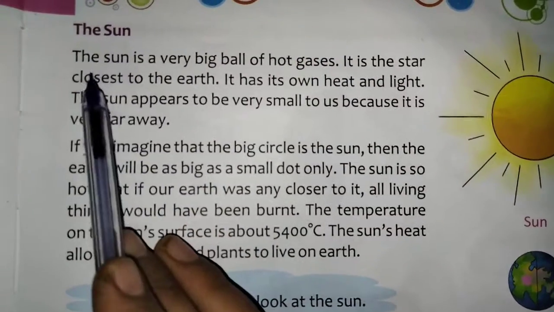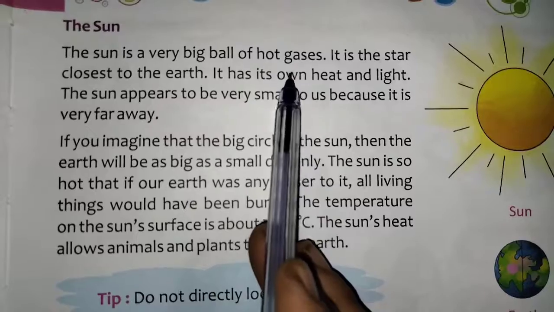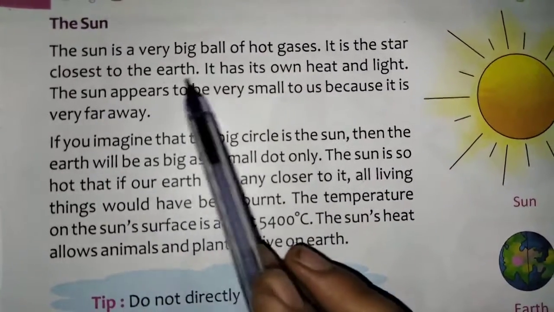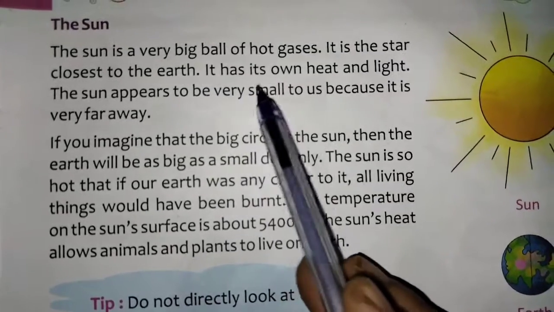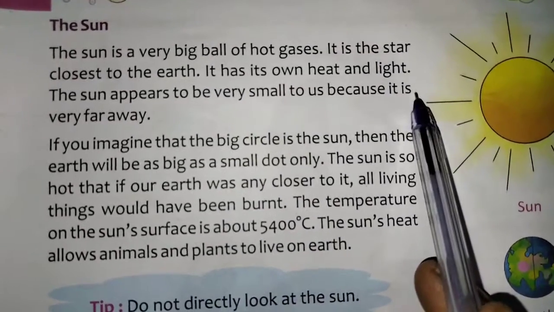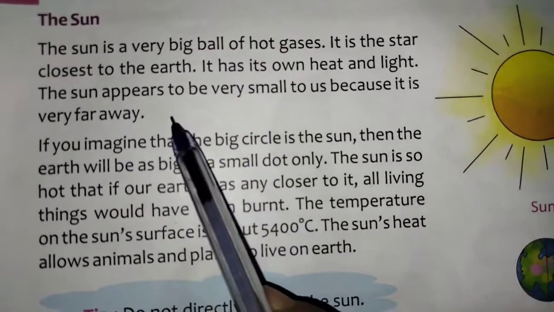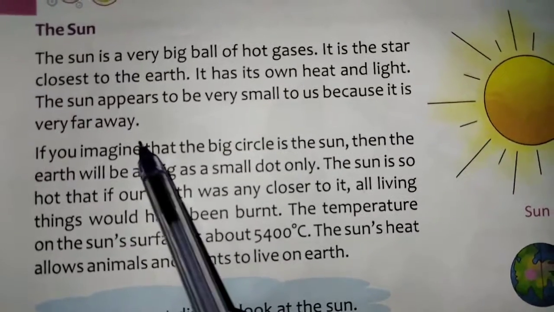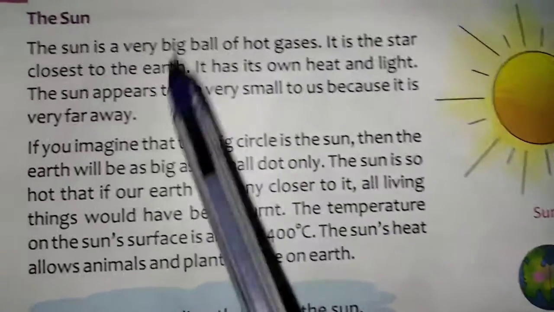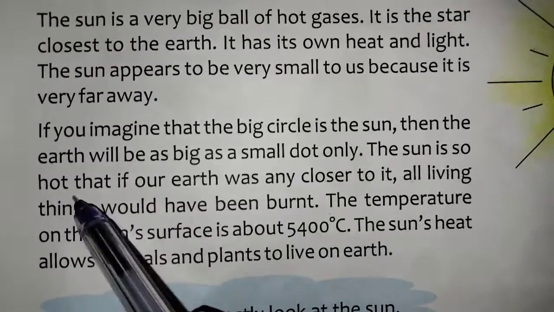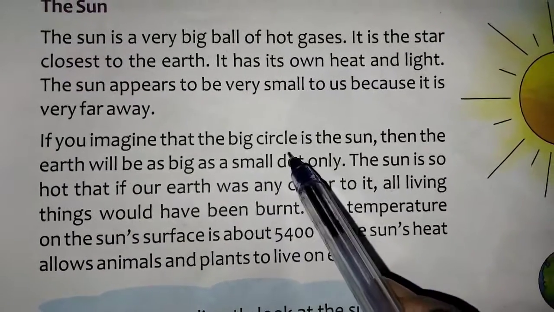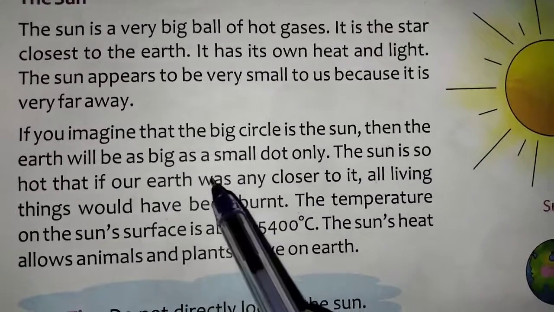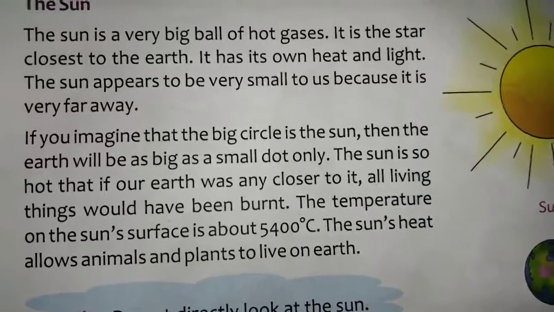The sun. The sun is a very big ball of hot gases. It is the star closest to the earth. It has its own heat and light. The sun appears to be very small to us because it is very far away. If you imagine that the big circle is the sun, then the earth will be as big as a small dot only.